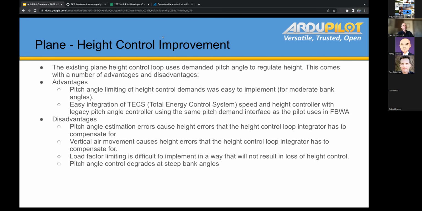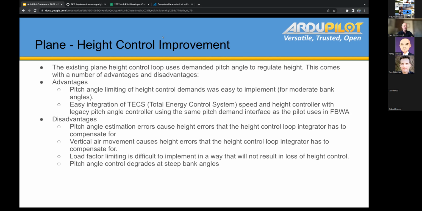And there's a few reasons for that. First of all, if you have an estimation error on your pitch, which could be due to an accelerometer bias, then that error in pitch will cause a bias in the height. And then the integrator in TECS has to compensate for that. Similarly, for vertical air currents, the integrator in TECS has to wind up or down to compensate for that. Thirdly, it's difficult to implement load factor limiting in a way that doesn't result in a degradation of height control.